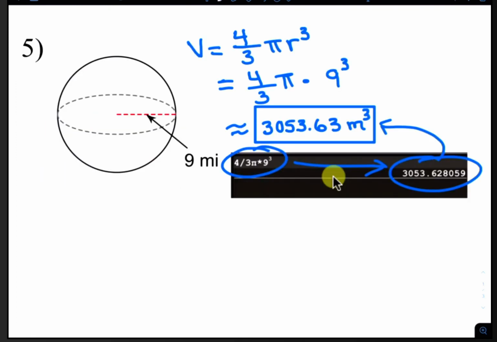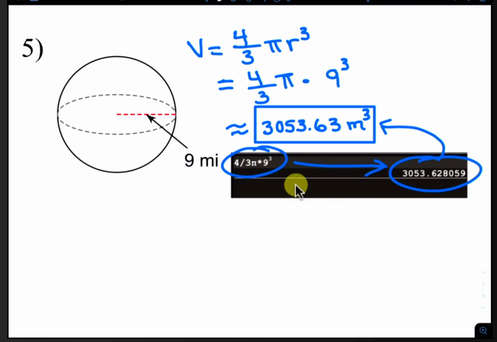All right, here's number 5. We have a sphere. The radius of that sphere is 9. The formula for the volume of a sphere is volume is 4/3 times pi times the radius raised to the third power, or radius cubed. So that's 4/3 times pi times 9 cubed, since 9 is the radius. We can put that directly into the calculator, pretty much as it is written.